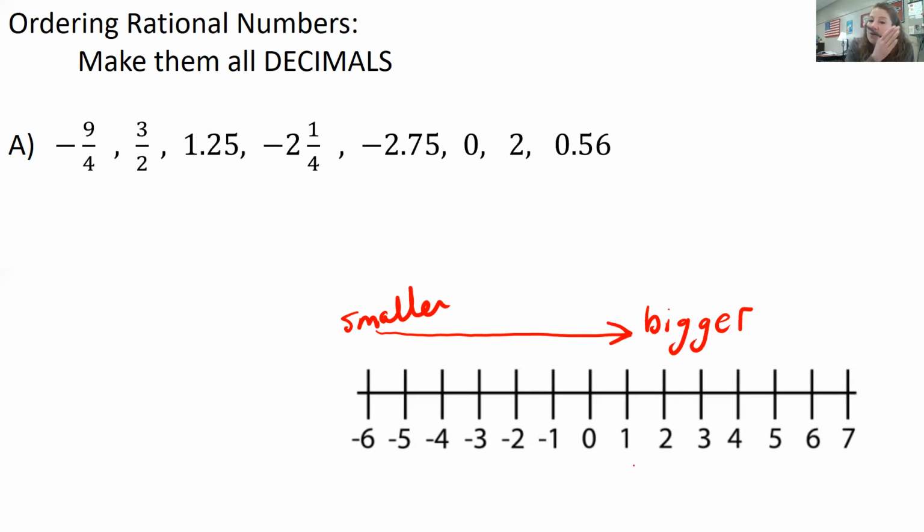The farther left you go on a number line, the numbers get smaller. The farther right you go on a number line, the numbers get larger. So when you place numbers on a number line, you can order them easily because they're in order from left to right, least to biggest.